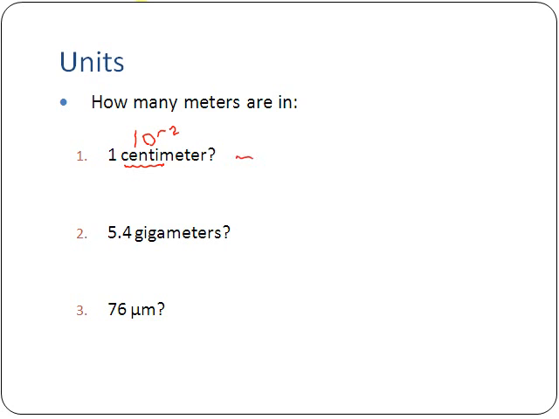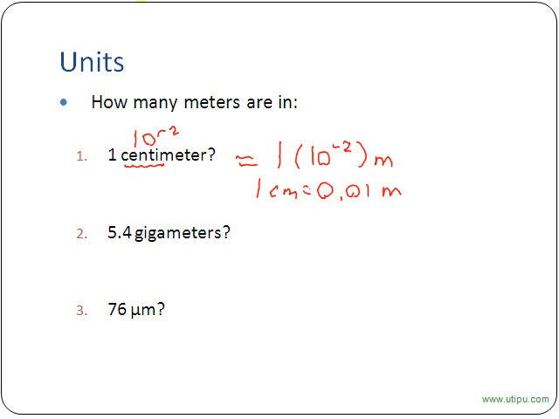So what we can do, if we want to figure this out, is basically do a substitution. We would say 1, but instead of centi in there, we'll put in the number, 10 to the negative second meters. Okay? 1 centimeter is 1 times 10 to the negative second meters. Well, that's just 0.01 meters. So 1 centimeter is equal to 0.01 meters.